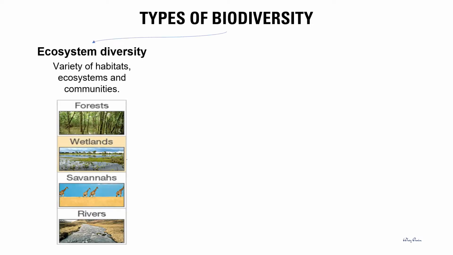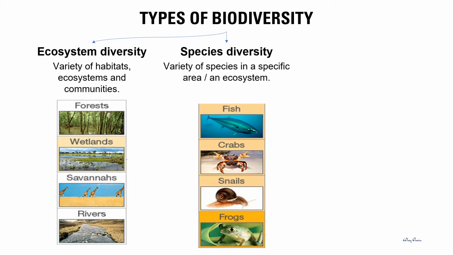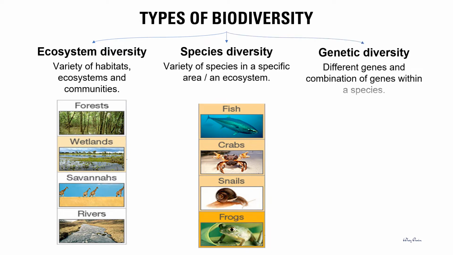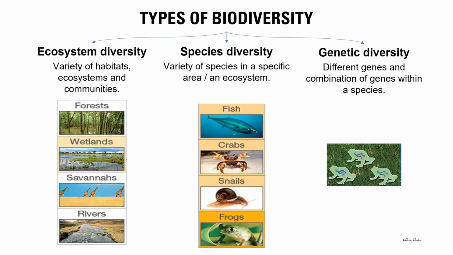First, ecosystem diversity, which means the variety of habitats, ecosystems, and communities that can be found on Earth. Second, biodiversity can be studied based on species, which is species diversity, the variety of species in a specific area or an ecosystem. The last is genetic diversity. That means if we focus on a species, they can show different genes and combinations of genes. Let's study with examples.